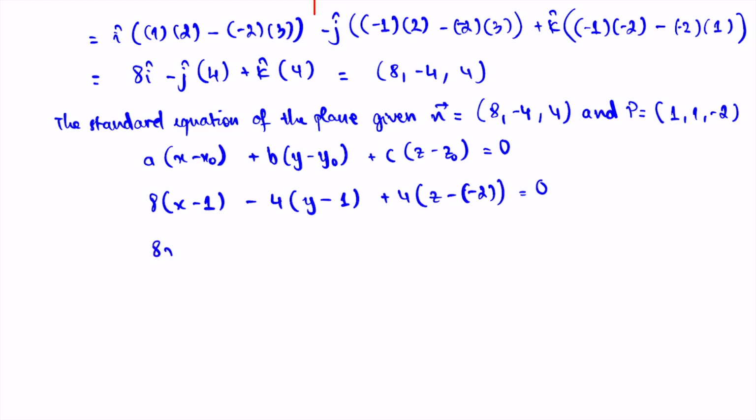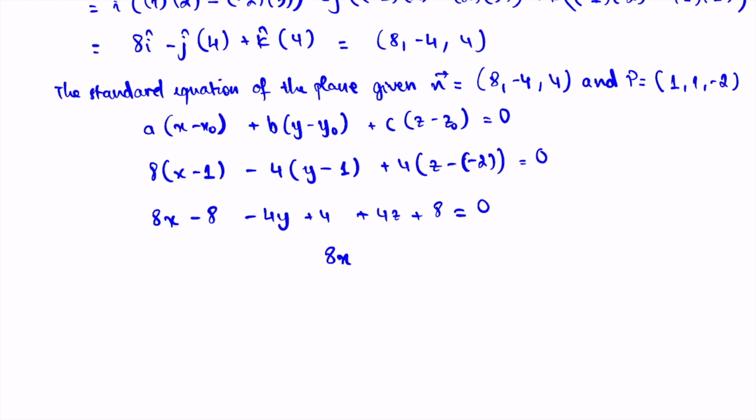Or you can continue with 8x minus 8 minus 4y plus 4 plus 4z plus 8 equal to 0. And we're going to get 8x minus 4y plus 4z equal to negative 4. And this is the general form of the equation of the plane. So this is the general form.